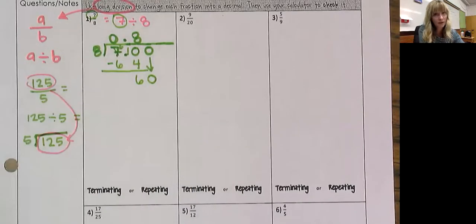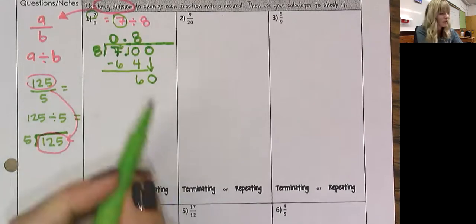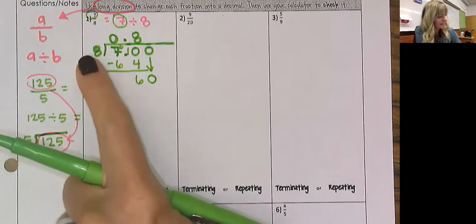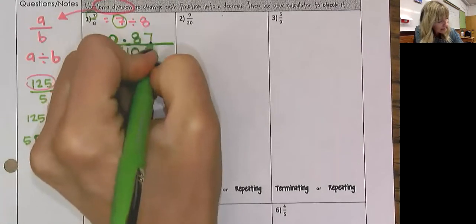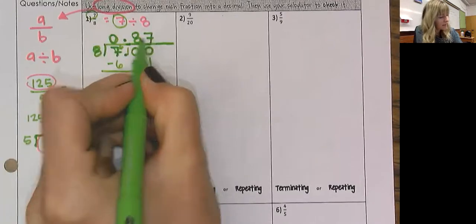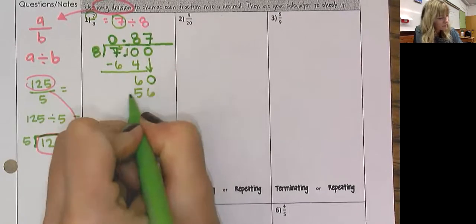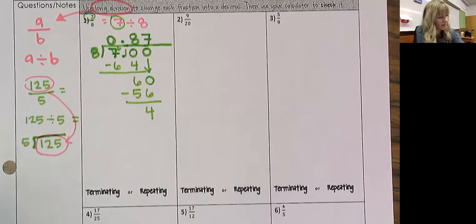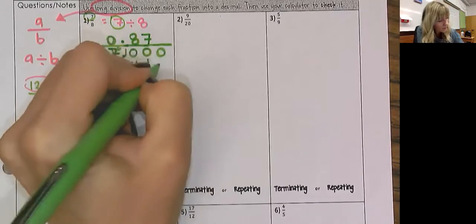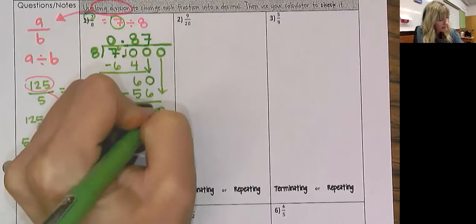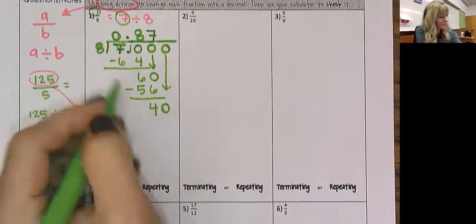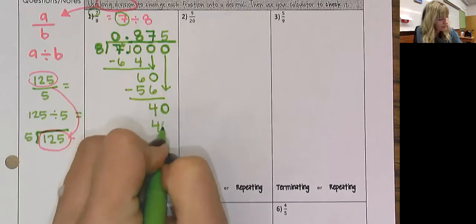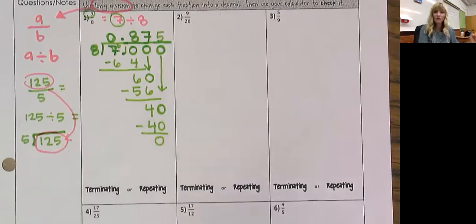One place value at a time with long division. You subtract, bring down one more place value, keep going. 8 into 60 is 7 times, because 7 times 8 is 56. Subtract and get 4. I still have a remainder. That means I'm not done. I'm going to add one more place value. 8 into 40 is 5. 5 times 8 is 40. Guess what? I just got a remainder of 0.